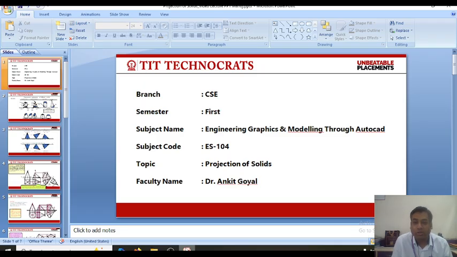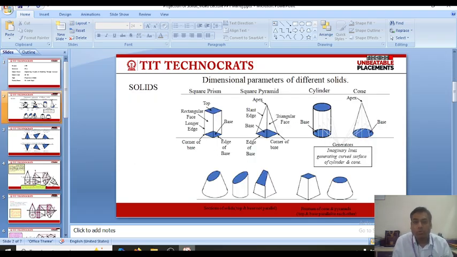So what is a solid? A solid is a 3D object. If we talk about solids in engineering graphics, we will consider only regular solids. So dear students, what are regular solids? Regular solids are those solids which can be categorized or explained by a general definition. So, these are some diagrams of solids.